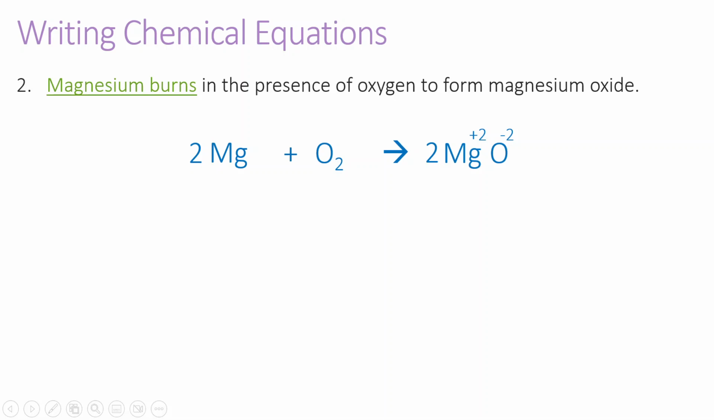Last thing that we need to add here are states of matter. So magnesium is going to be a metal. It's a solid. Oxygen is a gas. And my product, when we do this reaction, is a powdery substance. So that would be solid.